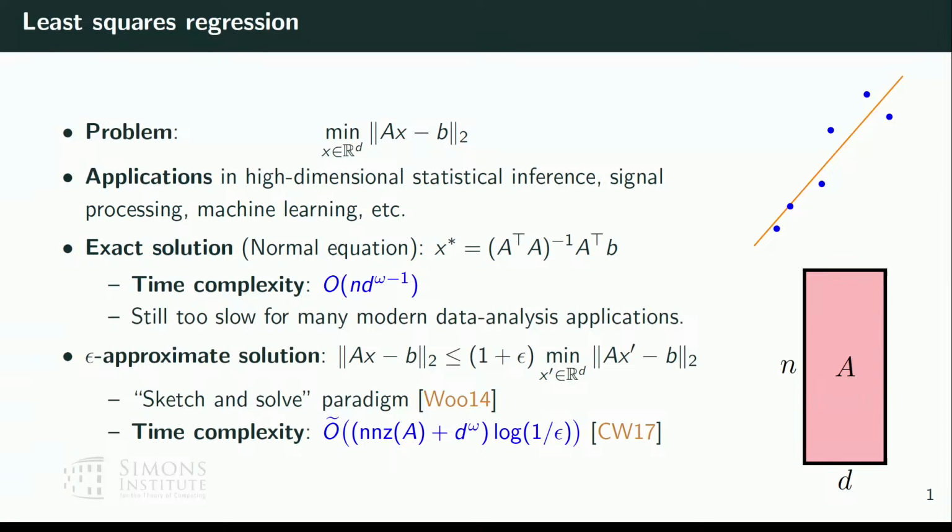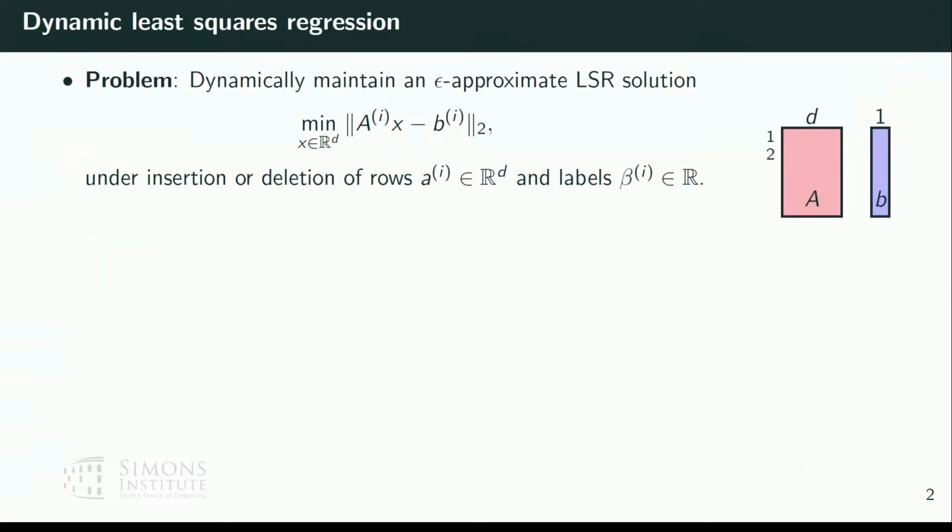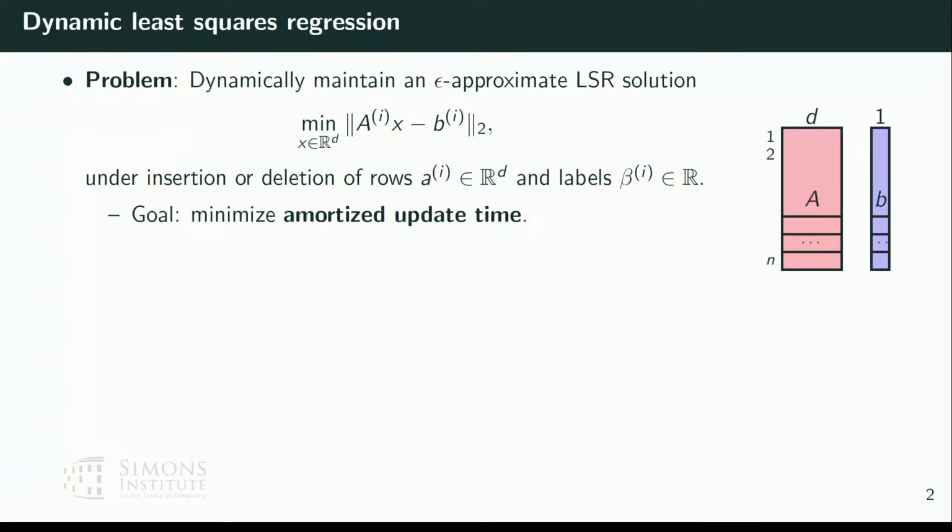Okay. Now in this paper, we consider a dynamic version of the least squares regression problem. In the dynamic version, our goal is to maintain an epsilon approximate least squares regression solution, where we allow insertions or deletions of rows and labels to our data matrix. Whenever we receive a new update, which can be an addition of a new row or a deletion of a row, we want to minimize the amortized update time.